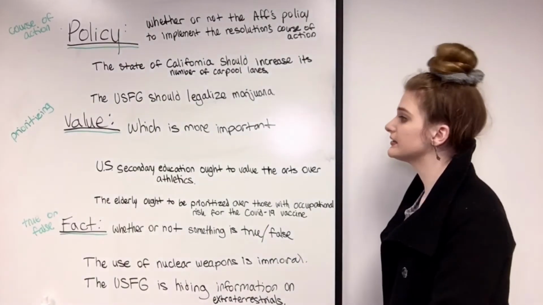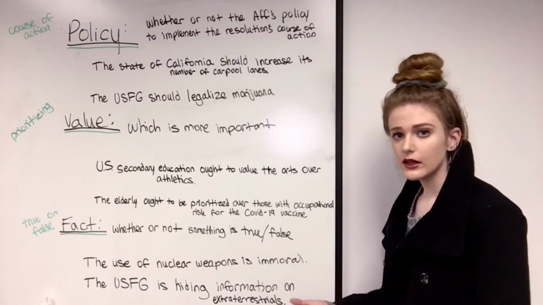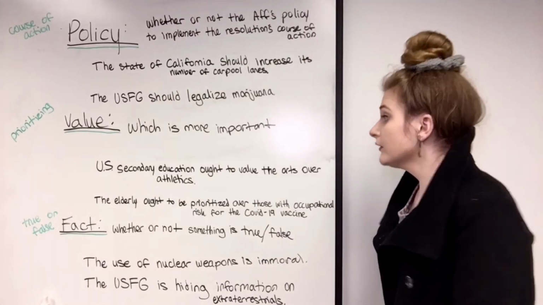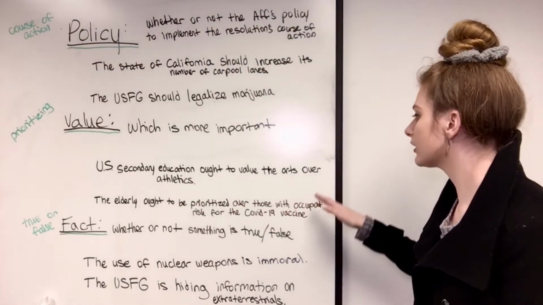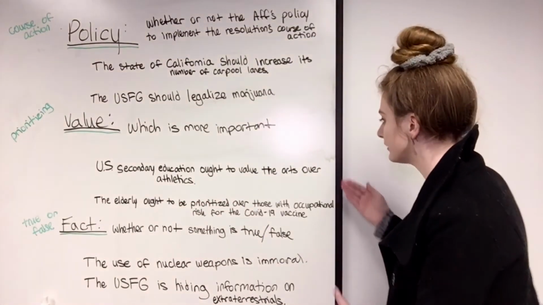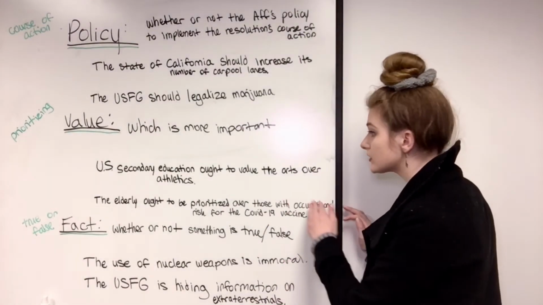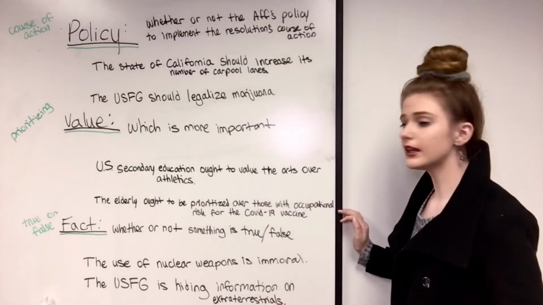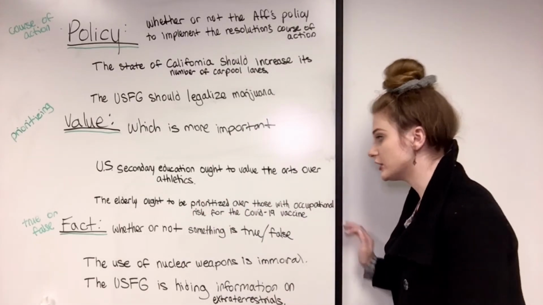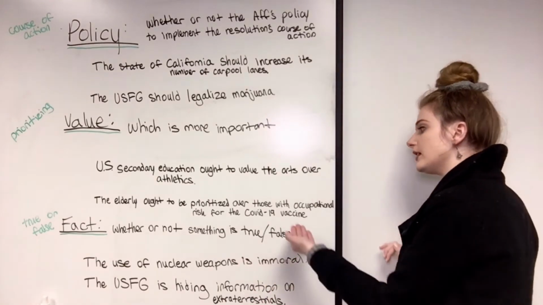Now let's move on to value. Essentially, it weighs the value between two things. Which is more important? For example, the U.S. secondary education ought to value the arts over athletics. If you're given affirmation for this resolution, you're going to be arguing that the arts should be valued over athletics, that they are more valuable than athletics. If you're given the negation, you need to argue that athletics are more valuable than the arts.